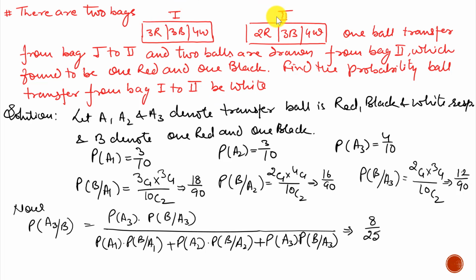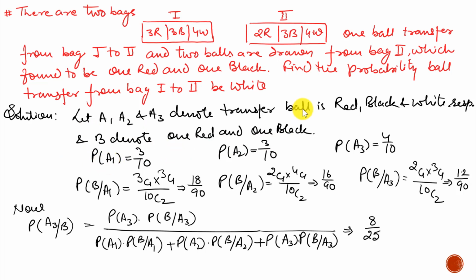So first we are transferring a ball and then we draw two balls which are found to be 1 red and 1 black, and we want to find out if the transferred ball is white. So this question goes in reverse. When the question goes in reverse, we say it is a question of Bayes theorem. Let A1, A2, A3 denote that the transferred ball from bag first to second is red, black and white respectively. And after transfer, when we draw two balls from bag second, B denotes 1 red and 1 black ball.